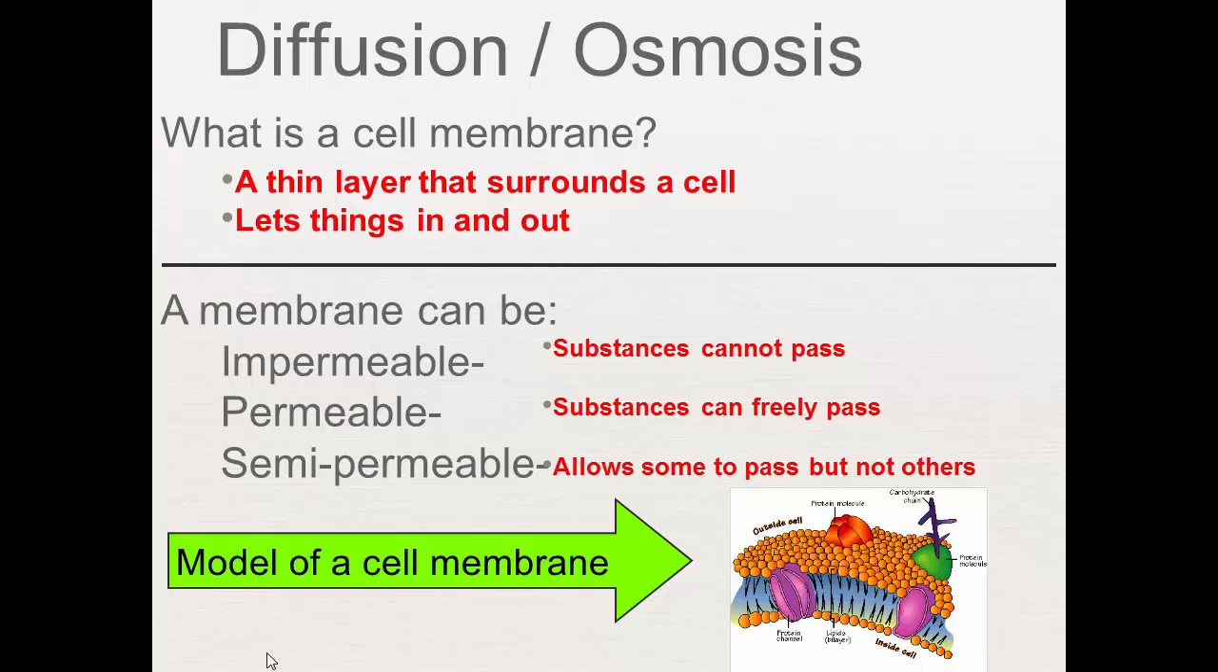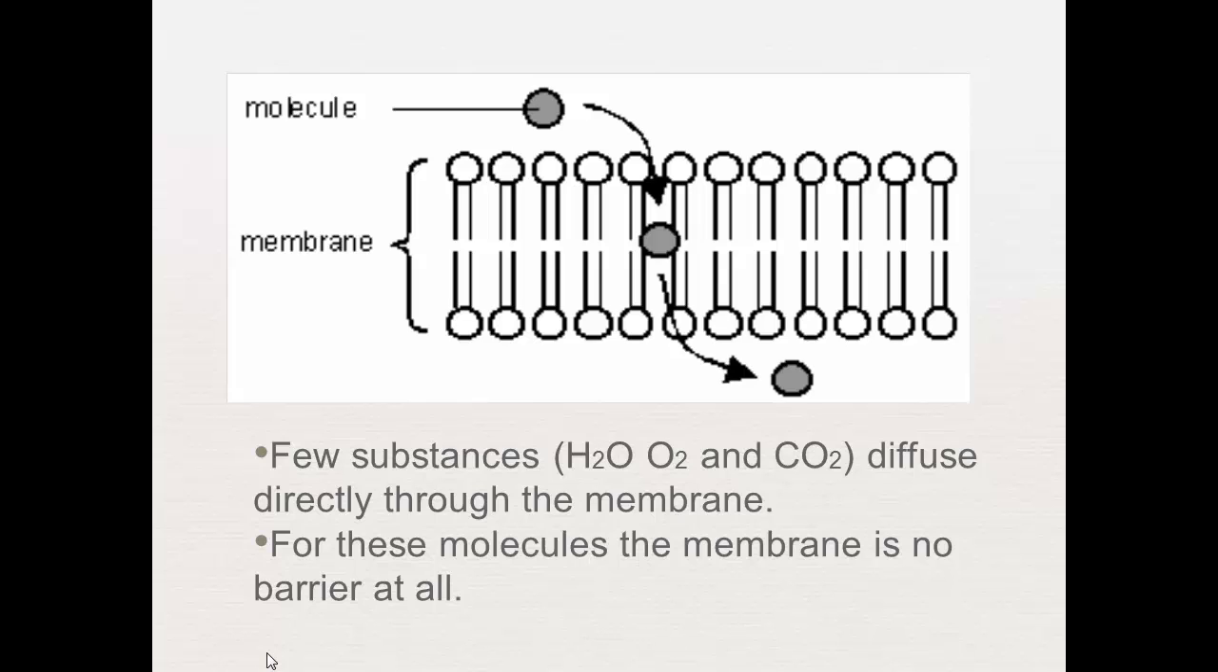The cell membrane is pretty complex. It's a double layer. Stuck inside of it are different types of proteins. Like this is the outside of the cell, this is inside of the cell. These proteins sometimes provide kind of like a tunnel to allow certain things through. Other things can pass right through this cell membrane. Some things can't get through at all. It's semi-permeable. A few substances, water, oxygen, carbon dioxide, can diffuse directly through the cell membrane. It's like the membrane's not even there.